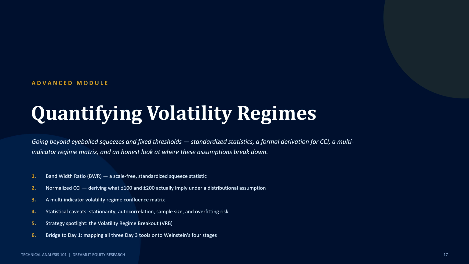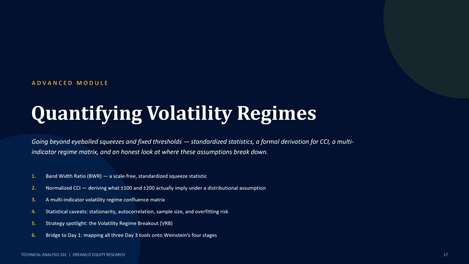We're now entering the advanced module. This is where today's session goes further than a typical introductory treatment of Bollinger Bands, ADX, and CCI. Six things are on the agenda. First, we standardize the eyeballed Bollinger squeeze into a proper, scale-free statistic, the bandwidth ratio and its z-score. Second, we formally derive what CCI's plus or minus 100 threshold actually implies under an explicit distributional assumption.